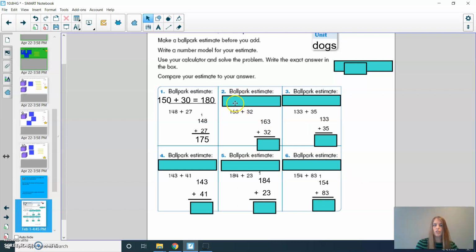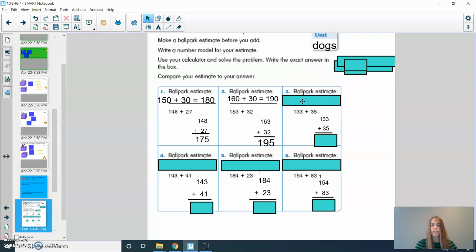For question number 2, my ballpark estimate, I rounded 160 plus 30 equals 190. Then I solved 163 plus 32. I know 3 plus 2 is 5, 6 plus 3 is 9, and then I have my 1, giving me my actual answer of 195.